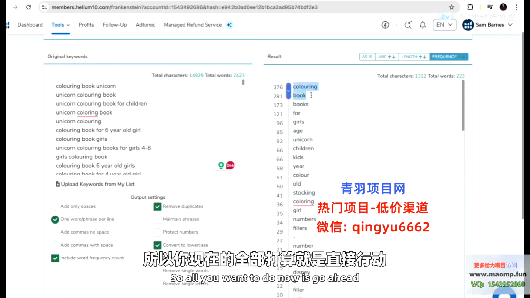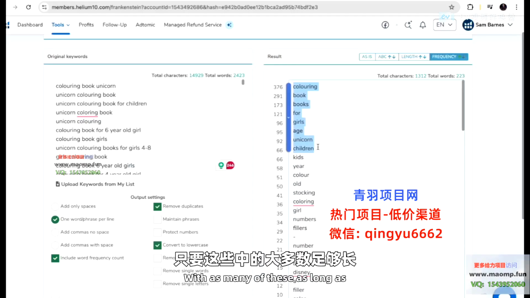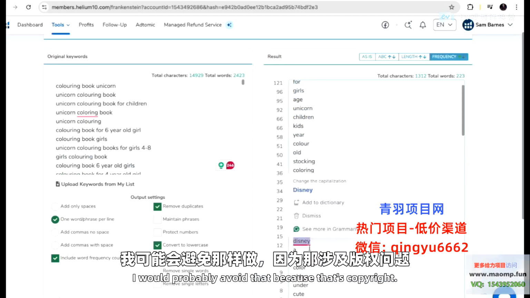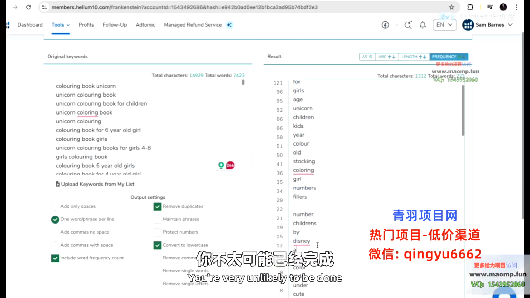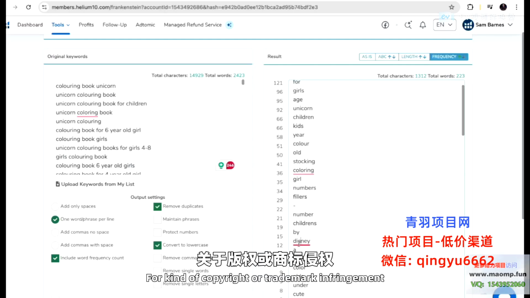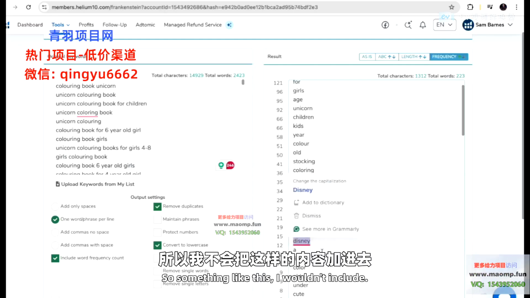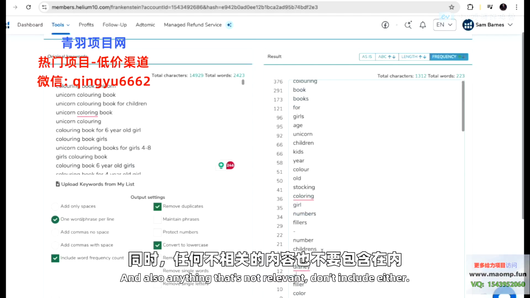So all you want to do now is fill those 7 keyword boxes with as many of these as you can, as long as they're still relevant. As you can see, something like Disney here, I would probably avoid that because that's copyright. Again, you're very unlikely to be done for copyright or trademark infringement in your keywords, but I would just be very careful. Always err on the side of caution. So something like this, I wouldn't include. And also anything that's not relevant, don't include either.